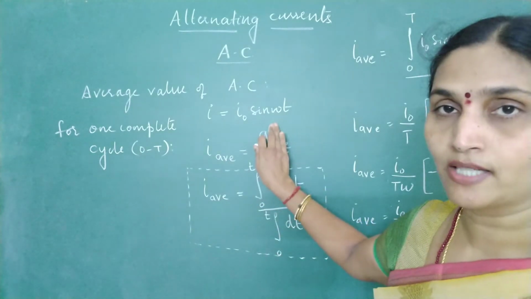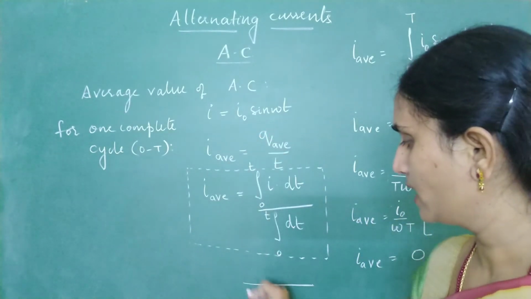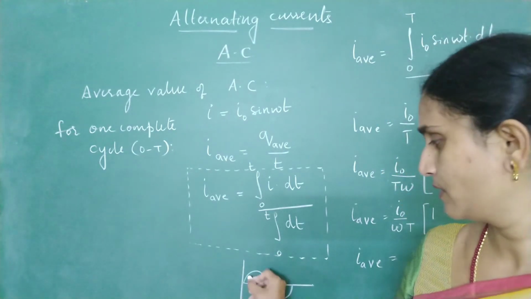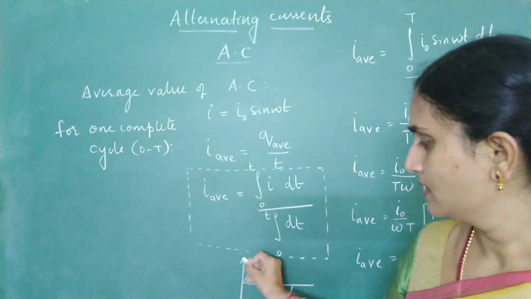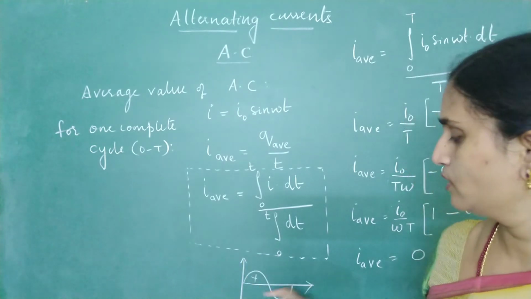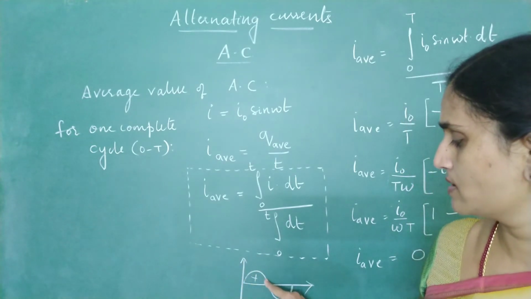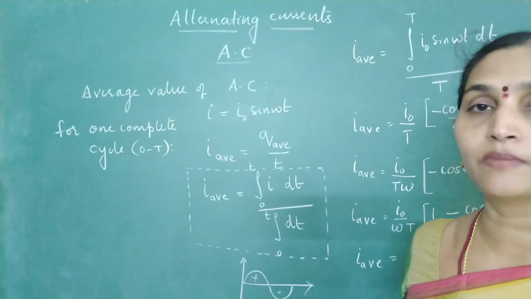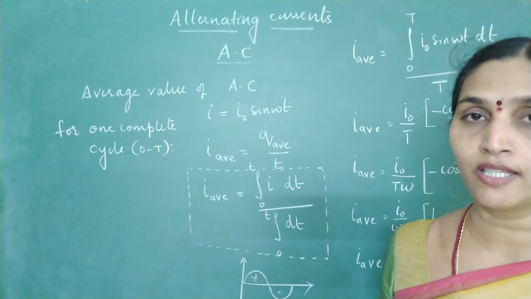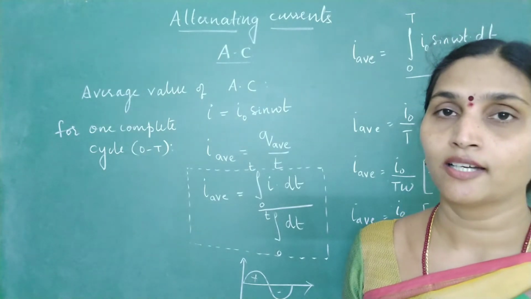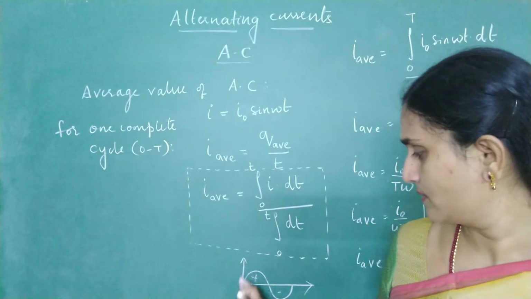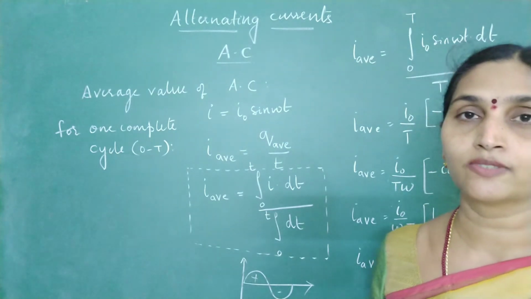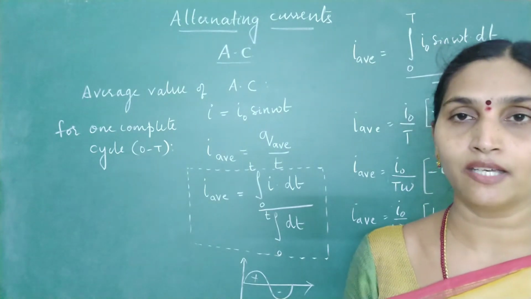So what is the average value of an alternating current for one complete cycle? Since your wave is symmetric, if you observe this wave, you can easily understand. If this is your cycle, for one complete cycle, what is the average value of current? If I add all the positive and the negative values, the sum of plus and minus would become equal to 0. So remember this: for an alternating current, if this is a symmetric cycle, then the average value for one complete cycle will always be 0.